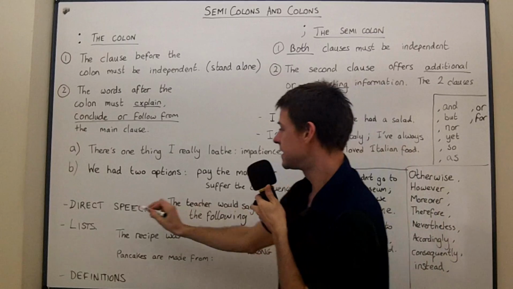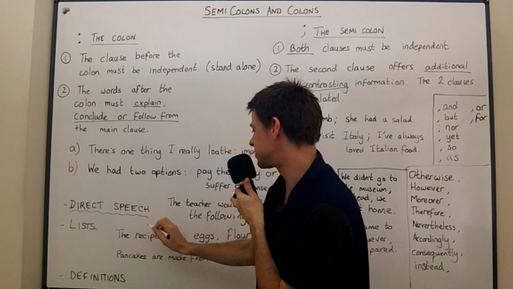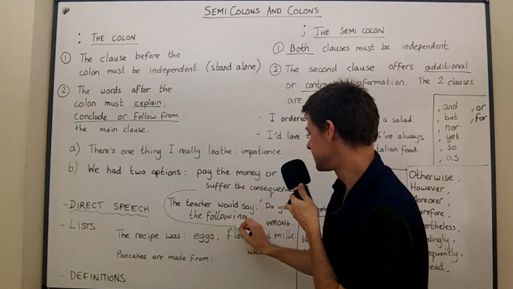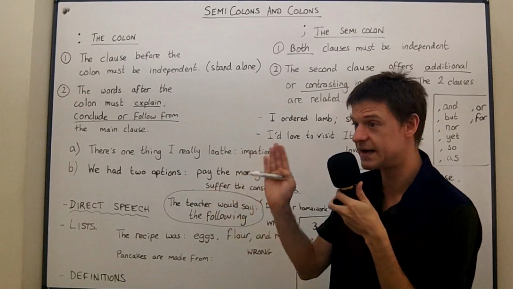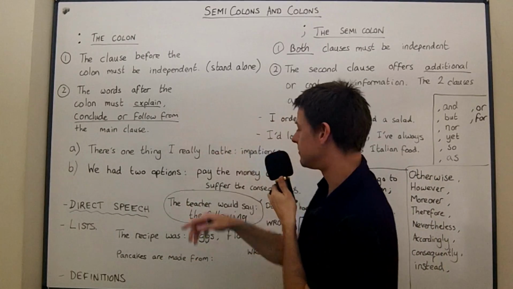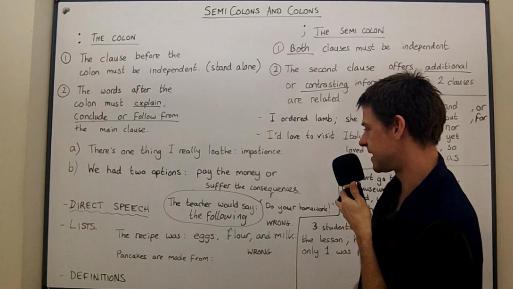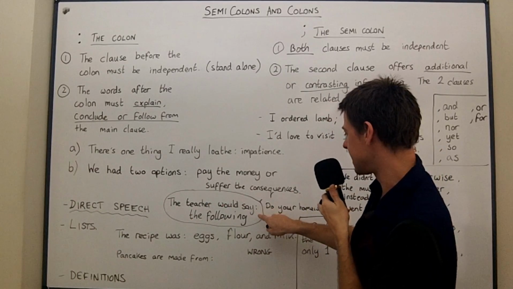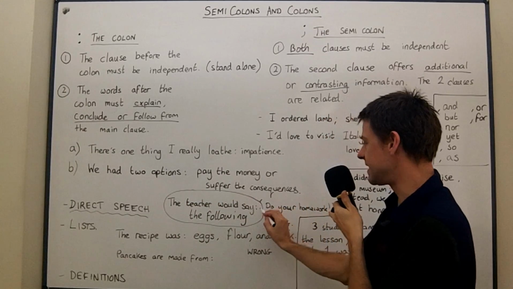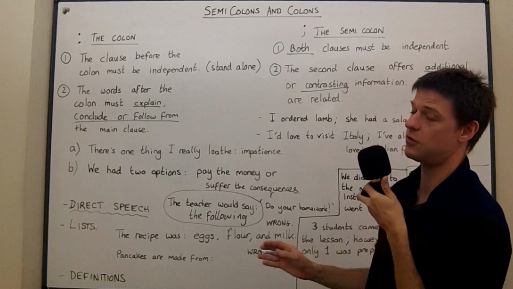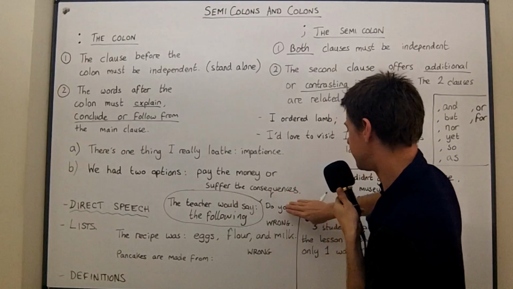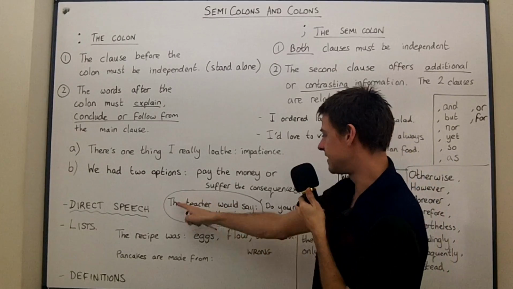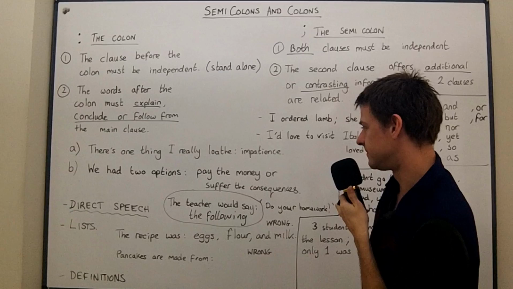And so there are three main situations when you use the colon. You use it in direct speech, providing that, on condition that, only if the clause before the colon is independent. Okay, if it's not independent, if you want to say the teacher would say, that's okay, but you'd have to say the teacher would say, comma, do your homework. The comma would set off the direct speech. But if this is independent, we use a colon.